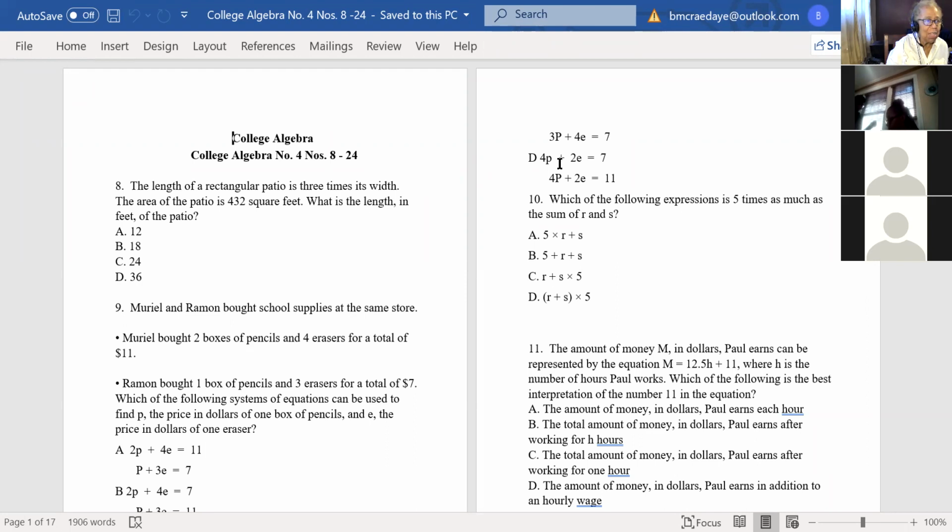Now, how many of you did any of your work? We stopped at 7. I think we start with number 8. How many of you did number 8? What was the answer for number 7?